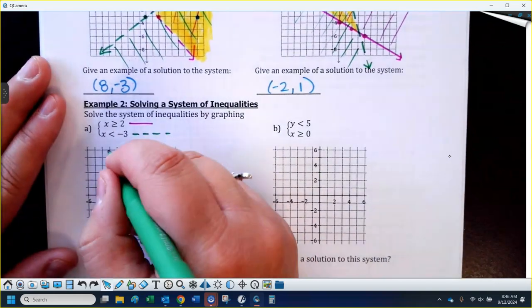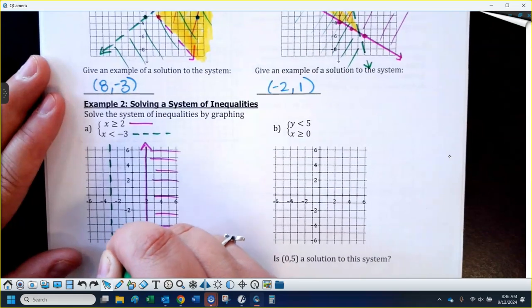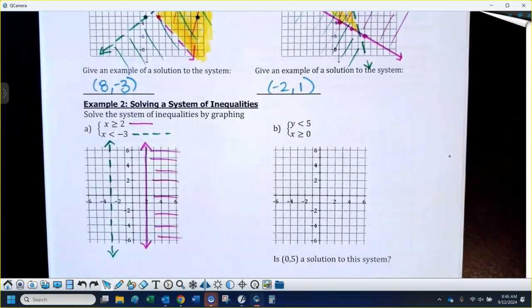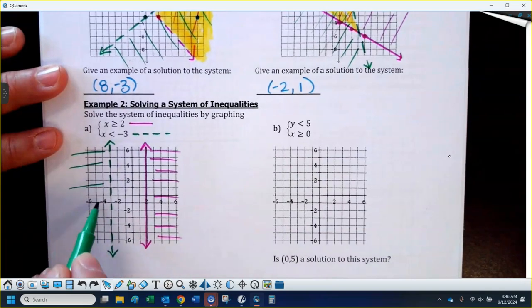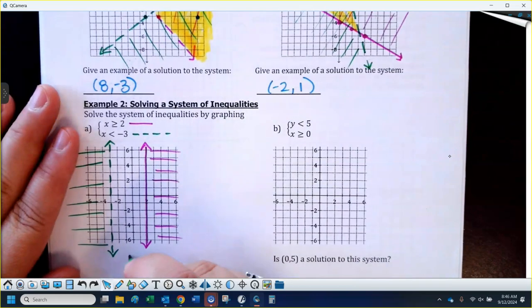Draw yourself a nice vertical line where all the x values are -3. And which direction would you shade, left or right, if you want to be less than -3? Left. Yes. Okay. What would you tell me the solution to this system is? What do you think? There isn't. Those shaded parts don't overlap.